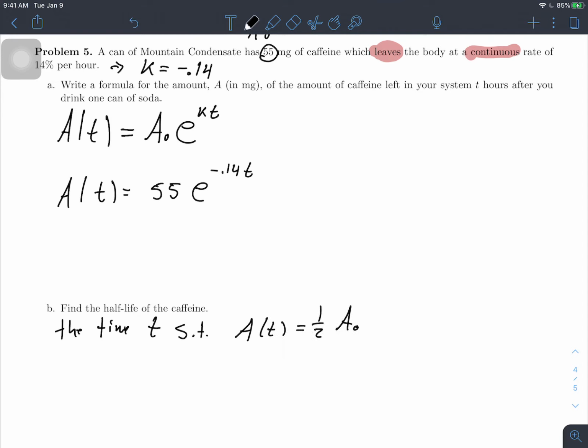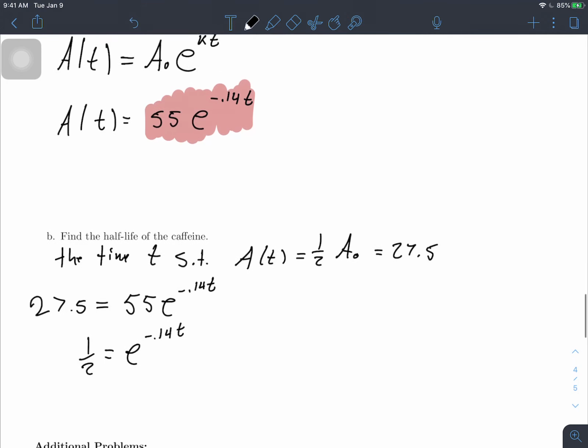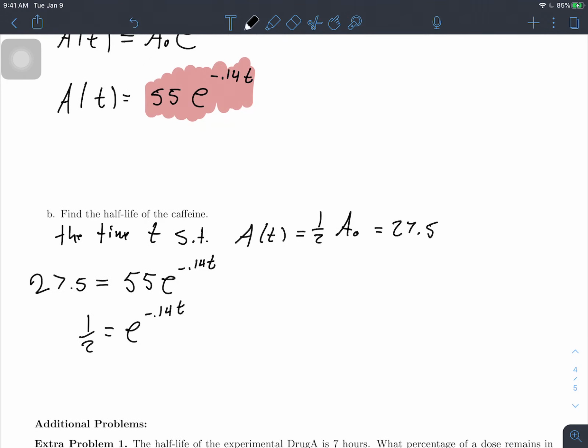So we'll write 55 e to the negative 0.14 t. Divide both sides by 55. We'll have 1/2 equals e to the negative 0.14 t. And now what can we do? We can take the ln of both sides to get the t out of the exponent. So we'll do ln of 1/2 equals ln of e to the negative 0.14 t.